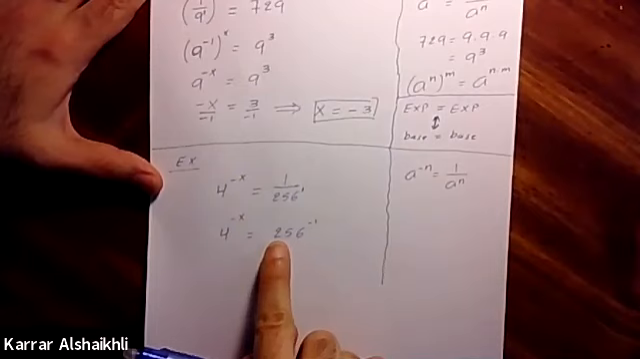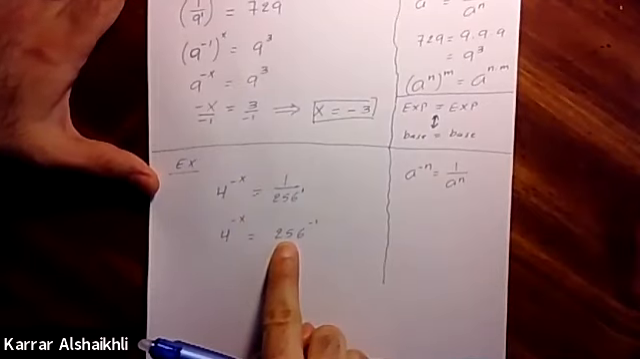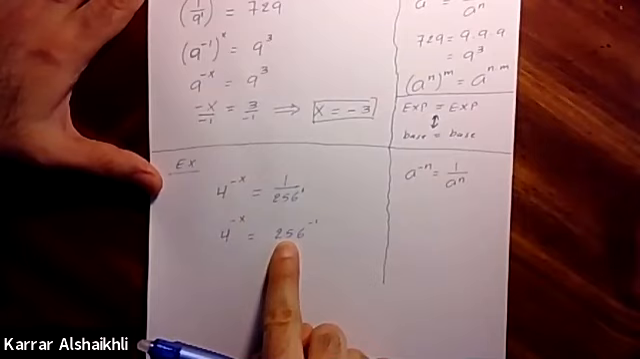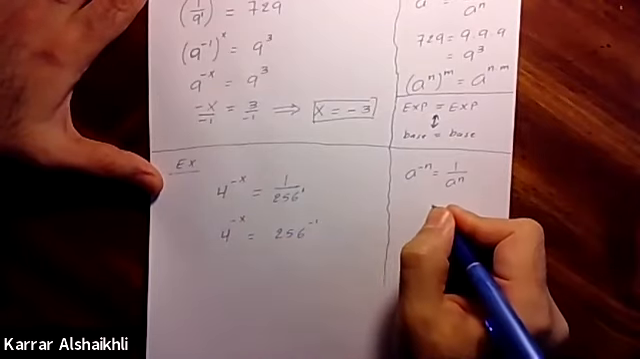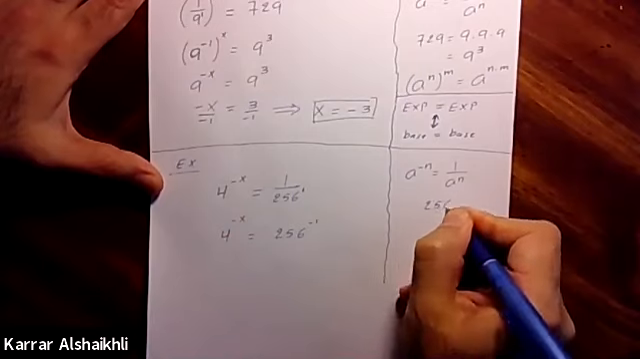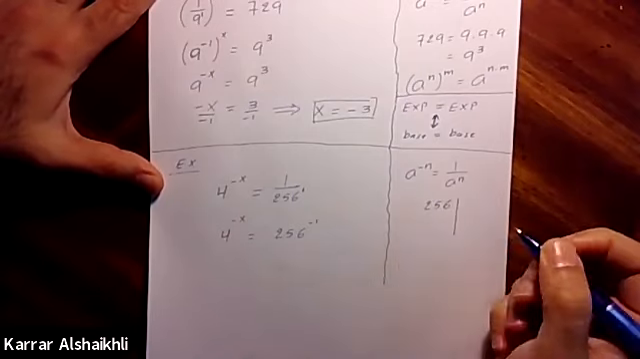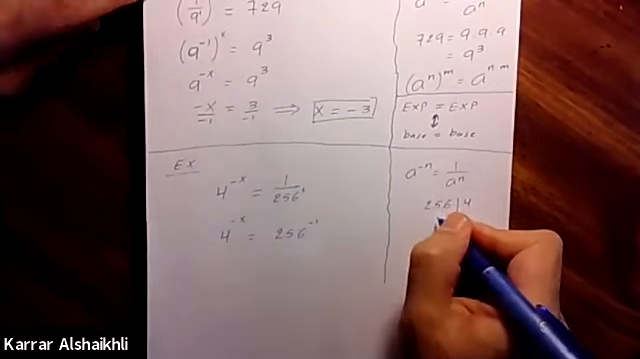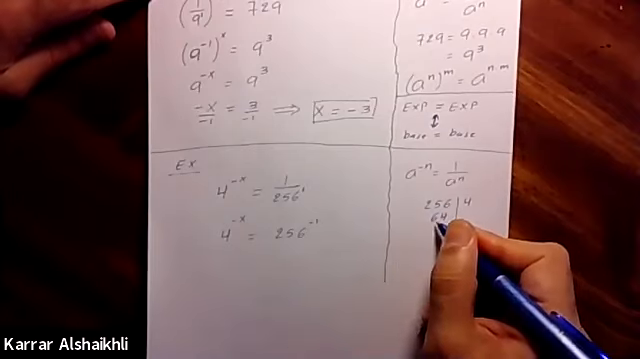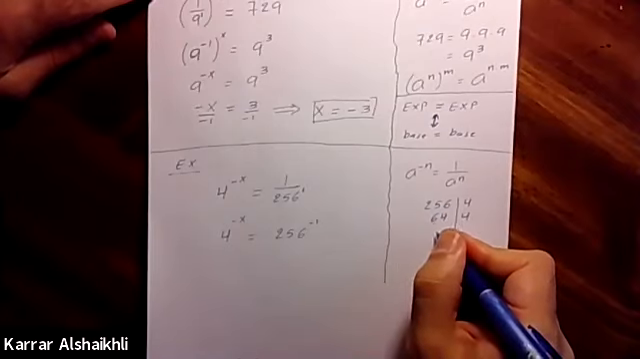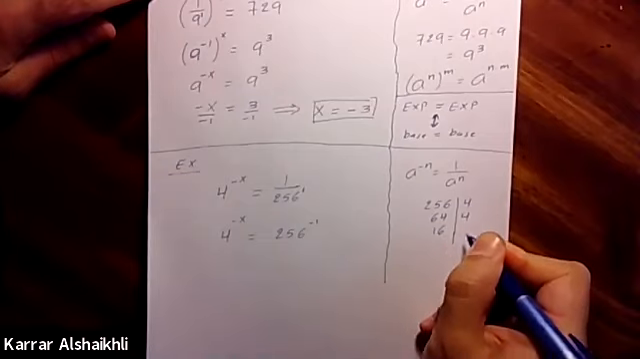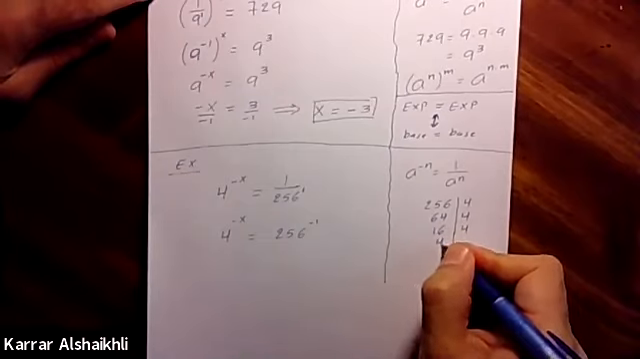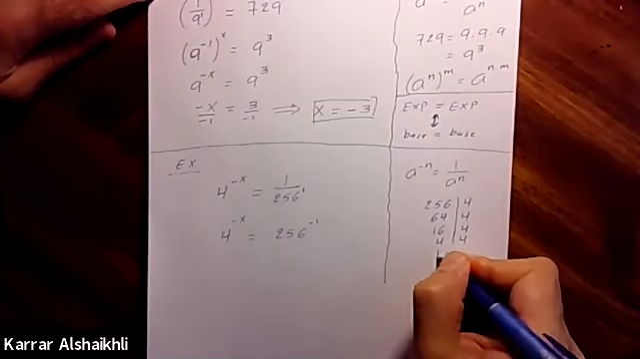Next step, I have to simplify this one to write down this as a number with positive exponents. So how am I going to do that? 256, if you divide it by 4, how much is it going to be? I have to simplify it. 256 divided by 4 is going to be 64. 64 divided by 4 is going to be 16. 16 divided by 4 is going to be 4. 4 divided by 4 is going to be 1.